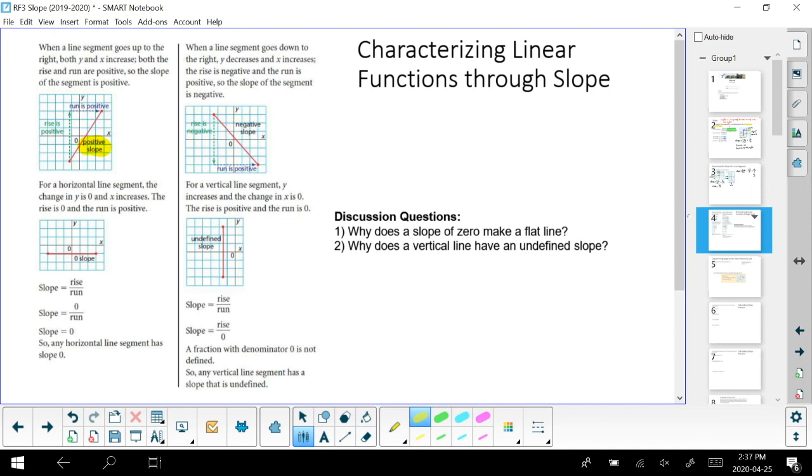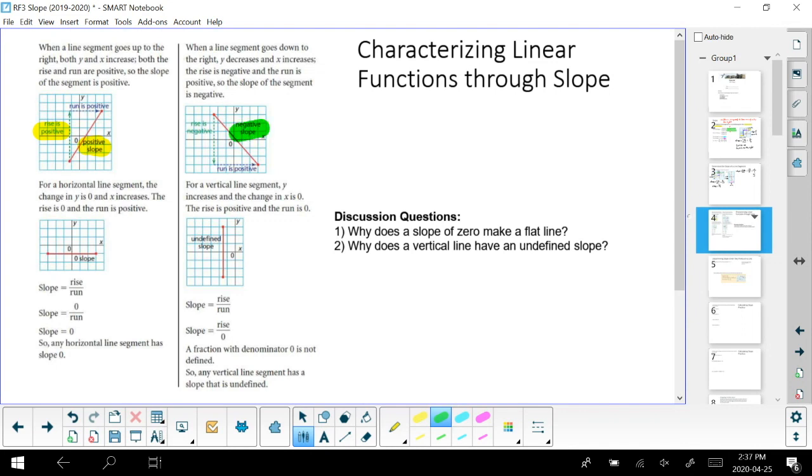That's because when we're moving from left to right, your rise is going to be positive. That's the key there. As we're moving from left to right, your rise is positive. If there can be a positive slope, there can also be a negative slope.